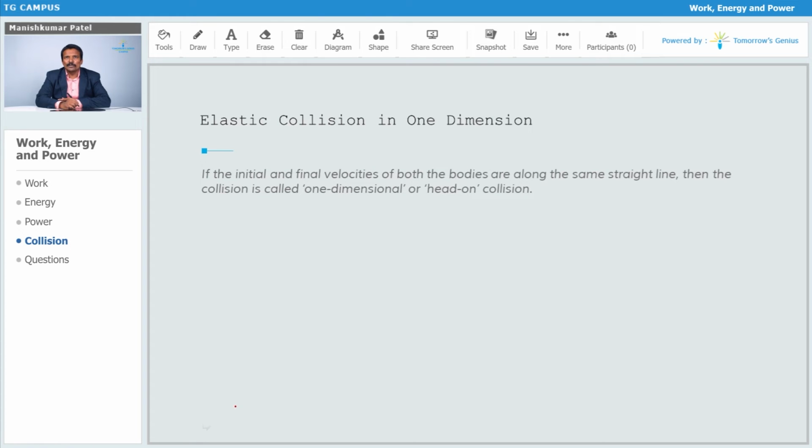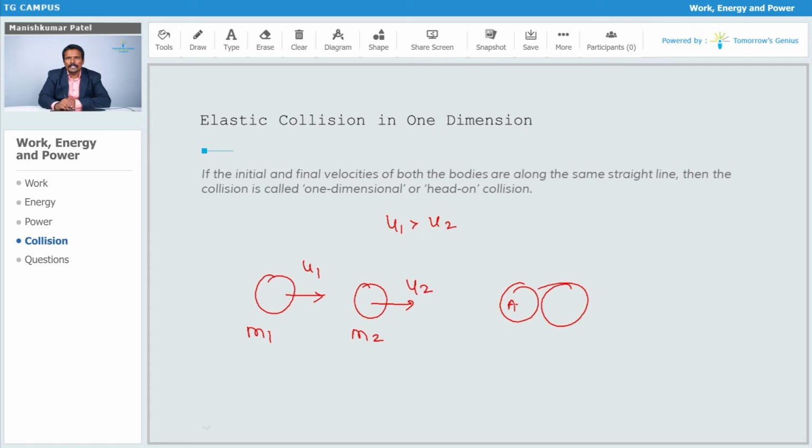Again, elastic collision in one dimension. The same thing that we discussed: m1 and m2 are going to collide with each other. This is moving with velocity u1, and this is u2. Definitely u1 has to be greater than u2 for the collision. Then both of them collide, exert force on each other, equal and opposite, and after that they move apart separately. This is v2 and this is v1.